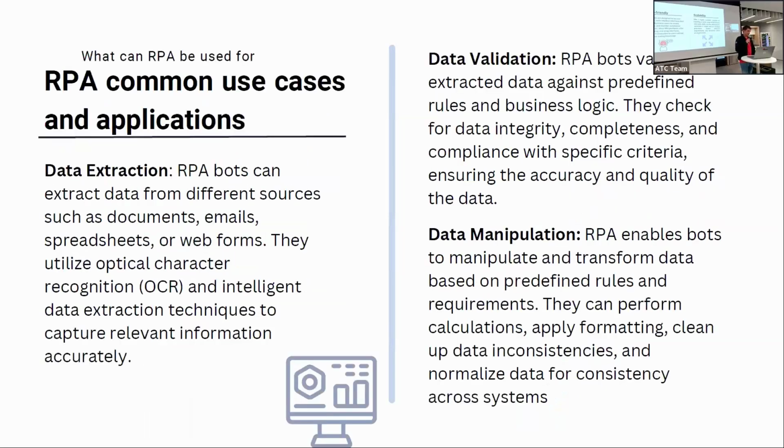The most common use cases are data extraction. This is where RPA bots have been written to pull data from emails, documents, all sorts of places on the internet and any web form. As they function as a user, they can basically scrape information off of any website and document that there is.